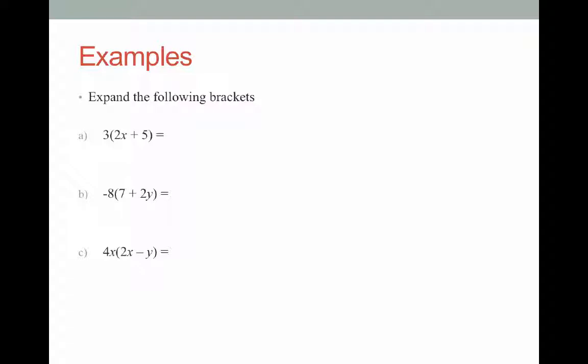Okay, I hope you pause the video because here come the answers. 3 lots of 2x plus 5: I do 3 lots of 2x, which gives me 6x, and then 3 lots of 5, which gives me 15. That's it for expanding the bracket.